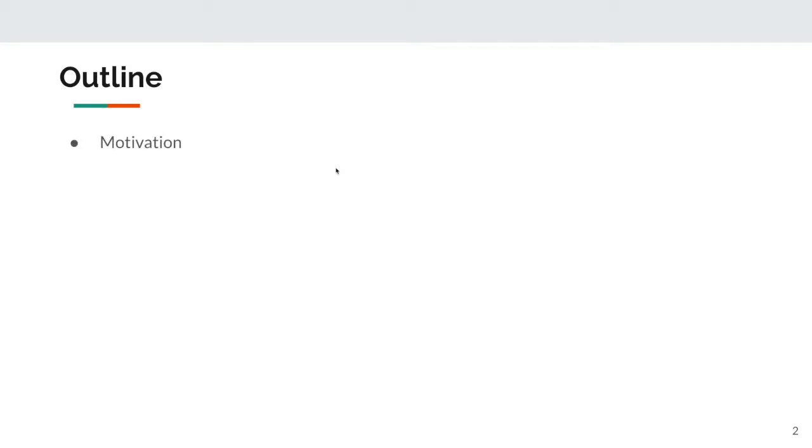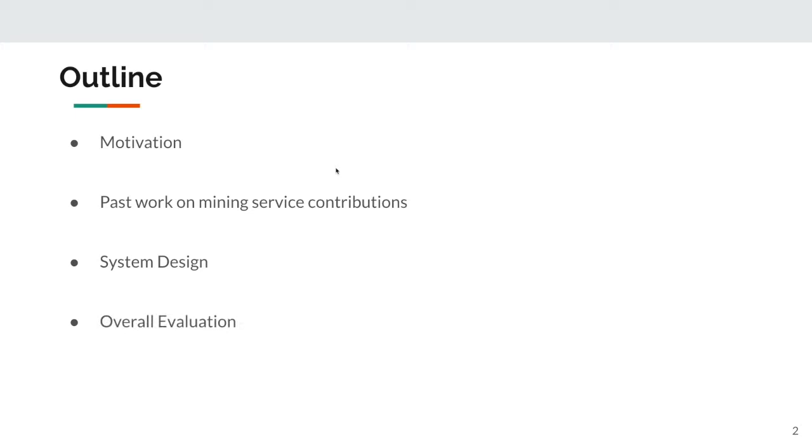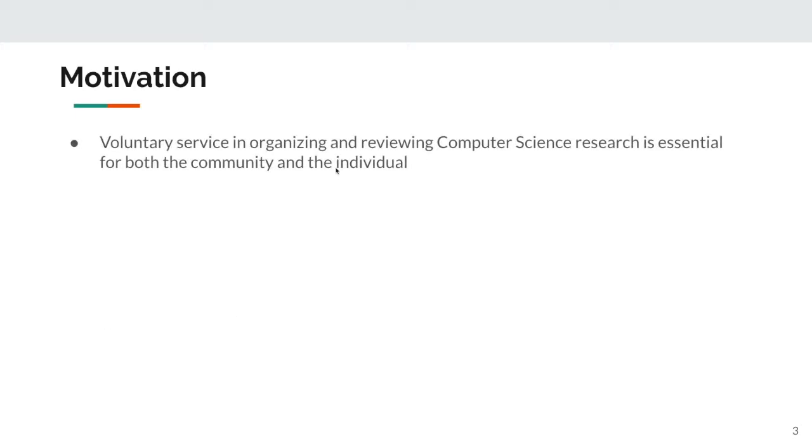Firstly, I'll talk about the main motivations behind why we seek to extract service contributions from call for papers. This is followed by a brief recap of some past work that has already been done specifically in the retrieval of these kinds of information. I'll then move on to talk about this new system that we've designed to tackle the task, and lastly, how we evaluated it.